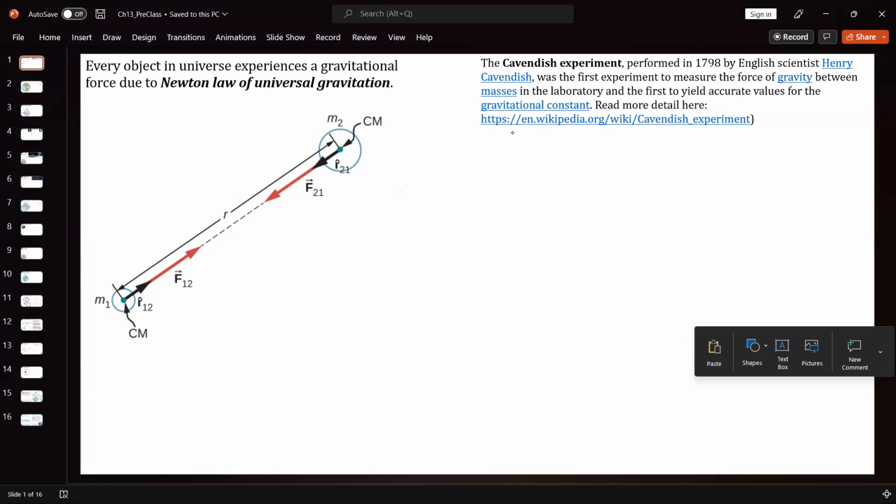Which means in this particular chapter, we are not interested in very small objects. We are actually interested in large objects. It can be two planets, a planet and the sun, two stars, or maybe two galaxies, and so on. It can be any object out there. Since almost all these large astronomical objects are spherically shaped, we're going to treat them by considering their center of mass.